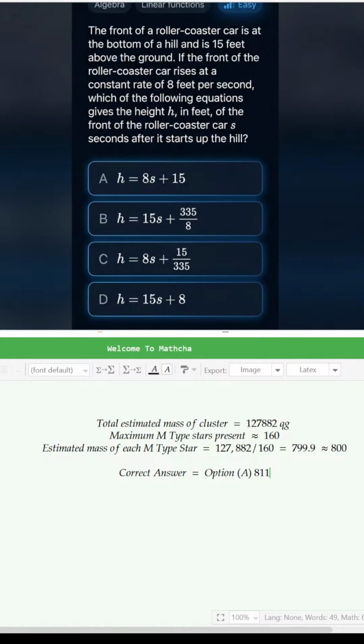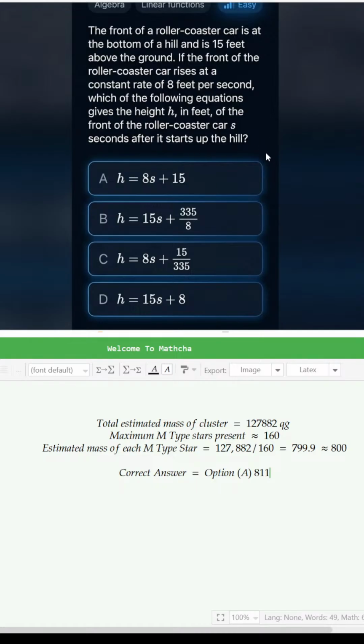Okay, so here the question is that the front of a roller coaster car is at the bottom of a hill and it is 15 feet above the ground. The front of the coaster car is the point we are considering. If the front of the roller coaster car rises at a constant rate of 8 feet per second, which of the following equations gives the height h in feet of the front of the roller coaster car s seconds after it starts up the hill?